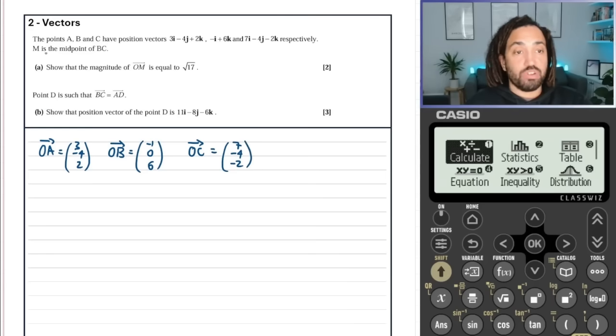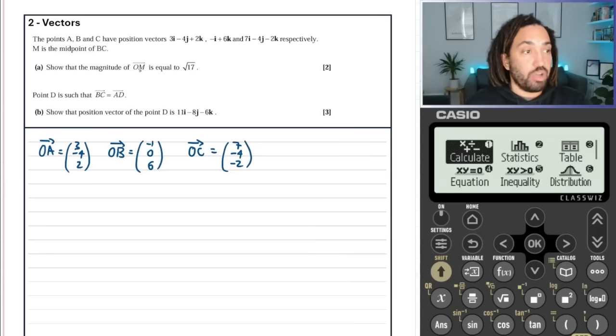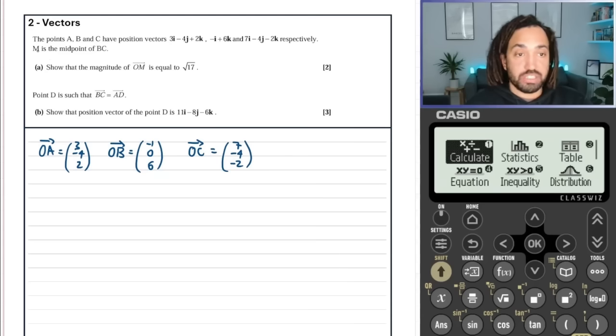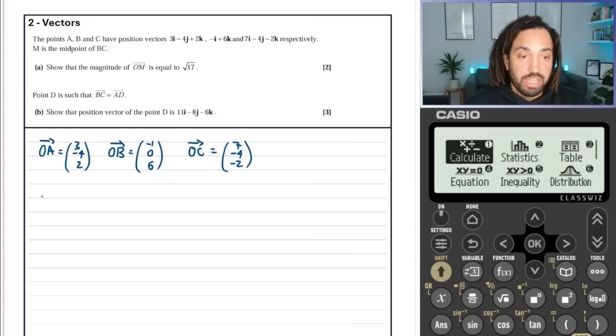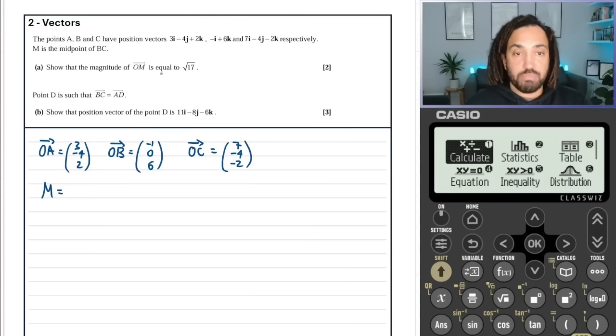Okay, now we're looking for the midpoint m, because it's asking us to find OM, the magnitude of it. So we need to know what m is. Now m, as a coordinate, is just simply the average position of the i's between b and c, and the j's and the k's.